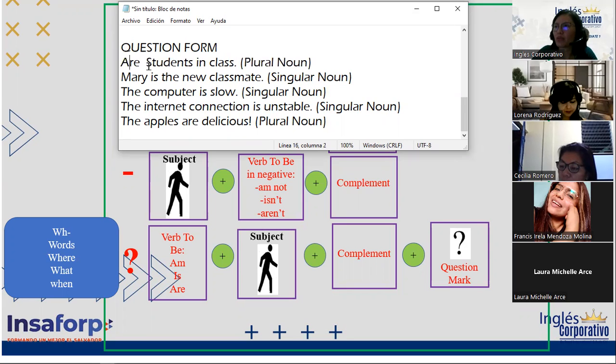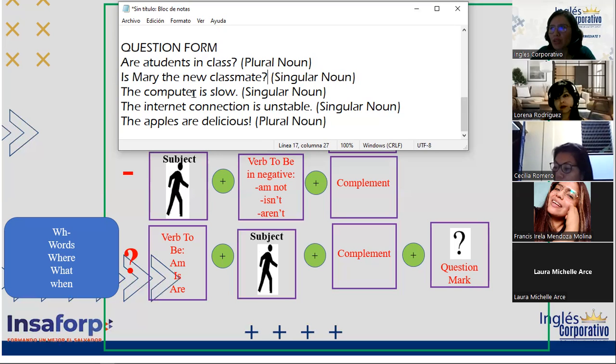Ahí está. Y pues esta ya no la necesito como mayúscula, sino como minúscula. Are students in class? Y al final yo me tengo que asegurar que hay un question mark. ¿Ok? Y luego pues me vengo para acá, ¿verdad? Y tomo esto para acá y digo is, right? Is Mary the new classmate? Ahí sí pues Mary lo necesito con mayúscula porque es un nombre, ¿verdad?